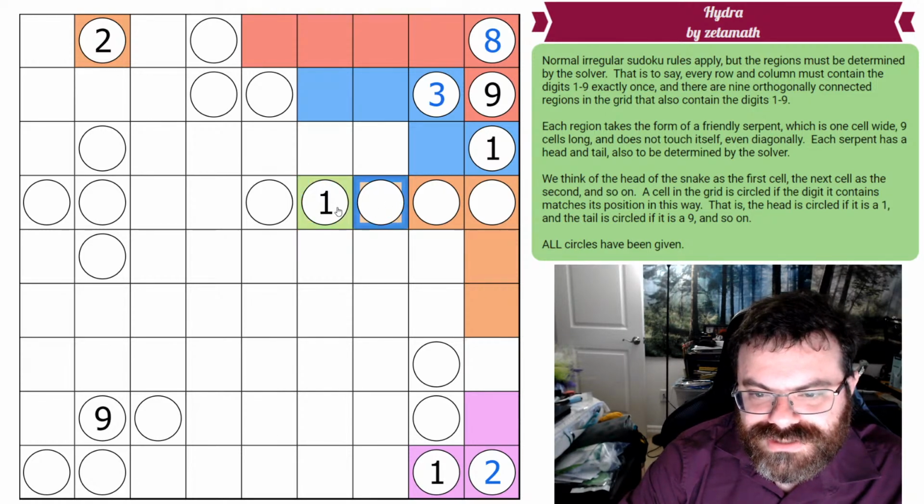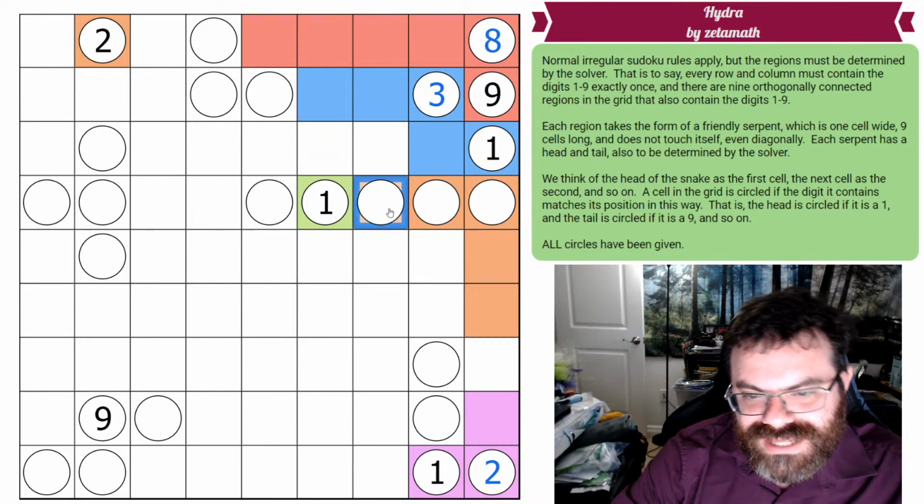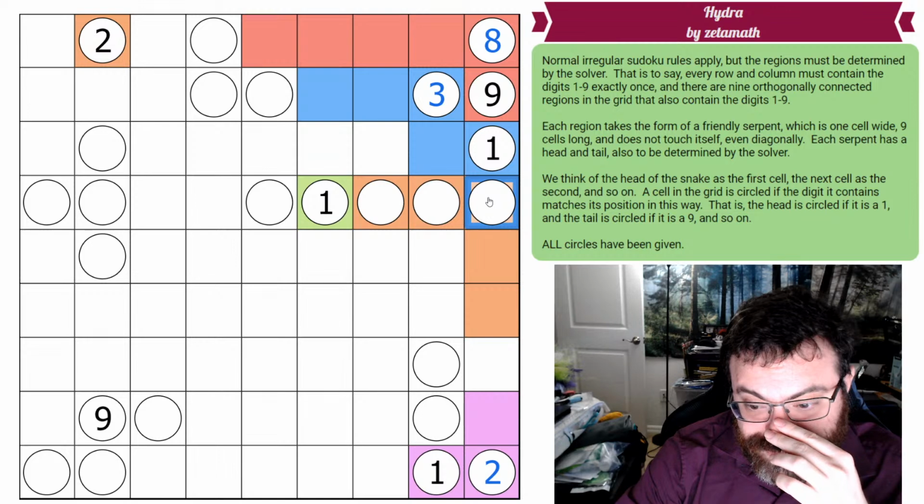Well, this can't be green, because that would be 1, 2, 3. We have a 3 here. So this is not green. And it can't end here. Well, it can't start here with 1. It could have a 9 here right now. 9, 8, 7.